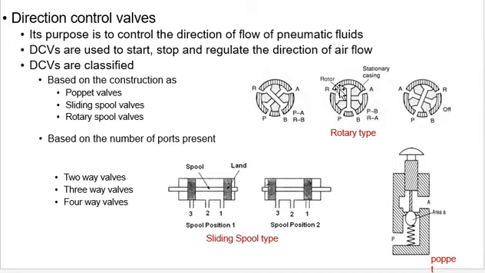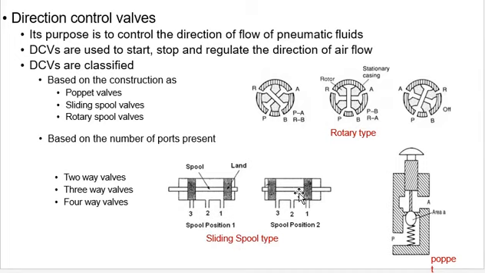It has a stationary casing, and inside this stationary casing the rotor is used. At one time, pressure port P is open to the A port and B is open to the R port, and at the other position P is open to the B port and A is open to the R port. So based on the number of ports present in that sliding spool type, in this diagram, this one is open to 2.